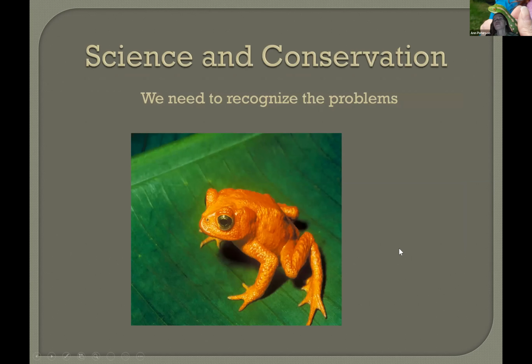This is a golden toad, and I know a lot of people who worked. I was at the University of Miami, and so we had a lot of tropical biologists who worked in Central America. And these were incredibly abundant in Costa Rica. They were just super abundant, and then they just suddenly disappeared. And people were just really puzzled. How could they just disappear? How could they just all go away? And it was the beginning of this realization that amphibians are in crisis.